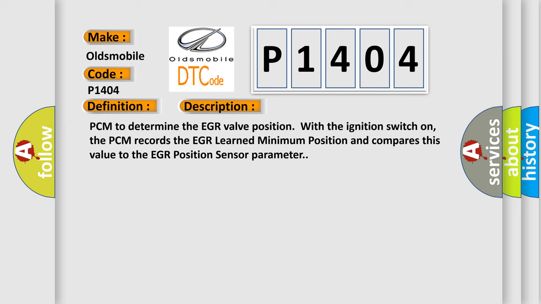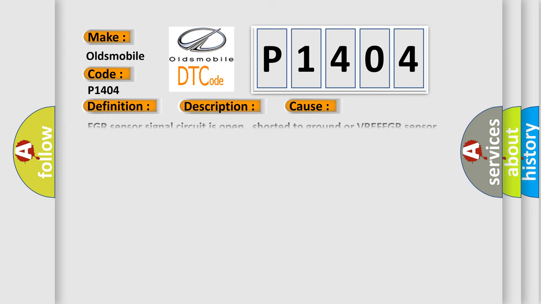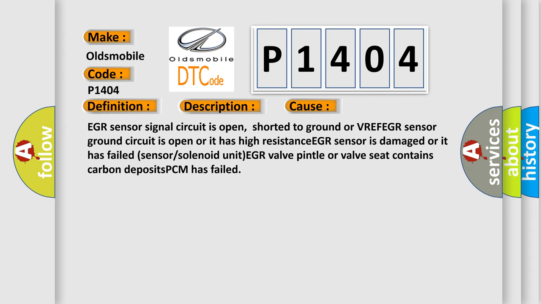This diagnostic error occurs most often in these cases: EGR sensor signal circuit is open, shorted to ground, or VREF. EGR sensor ground circuit is open, or it has high resistance. EGR sensor is damaged, or it has failed. Sensor or solenoid unit. EGR valve pintle or valve seat contains carbon deposits.